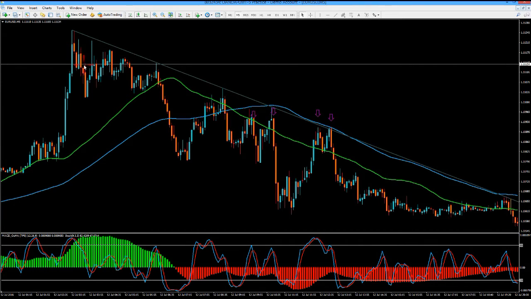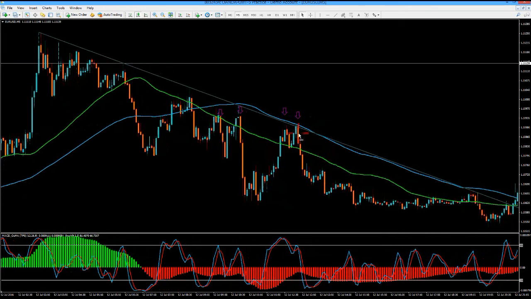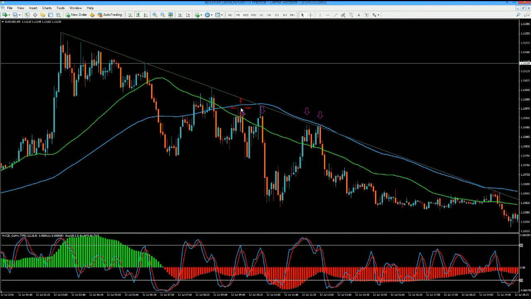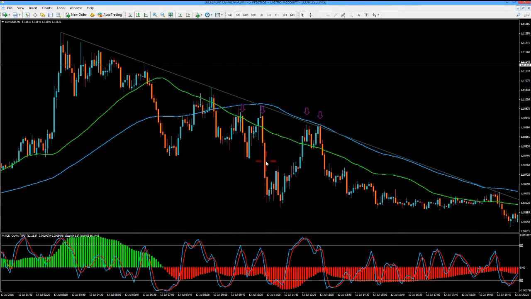You have 1, 2 here, 1, 2 here would be good, even 3. So on average, maybe 2 candles or 3 candles. But things change when the market changes. So during this period of time, 2 candles would have been good.